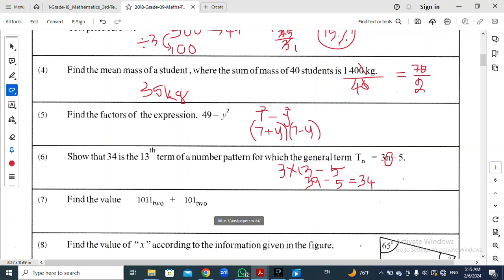Next one, find the values. We have to find out the values. Okay, I'll give some instructions.